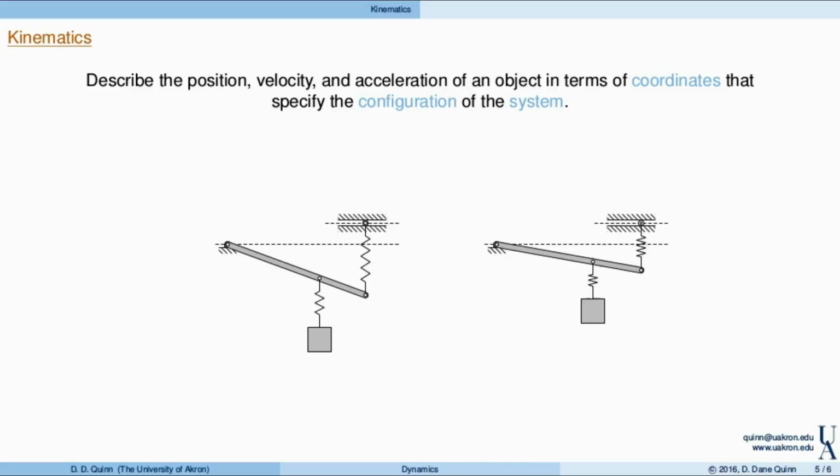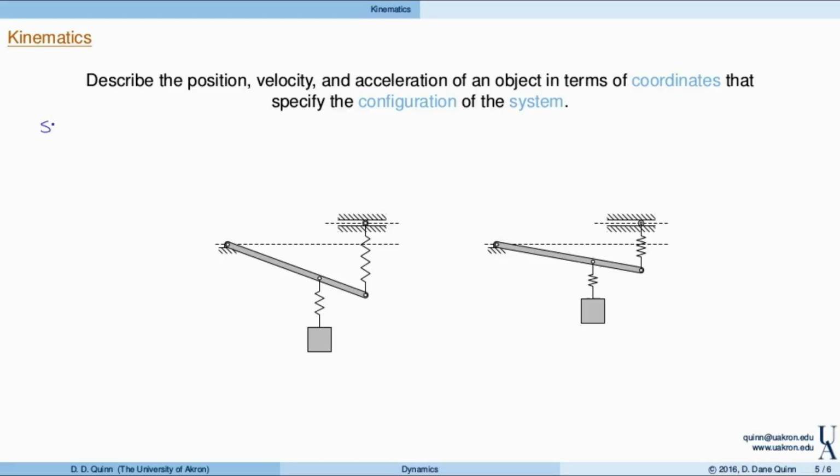Now, let's look in a little more detail about the kinematics of the system. While kinematics, again, is the consideration of the allowable motion of an object, the goal of this part of our solution procedure is to describe the position, velocity, and acceleration, namely the motion of an object, in terms of coordinates that specify the configuration of the system. So we'd like to define some coordinates, and ultimately, in terms of those, describe the allowable motion. So notice that I have 3 different words here highlighted. So let's look at those one at a time.